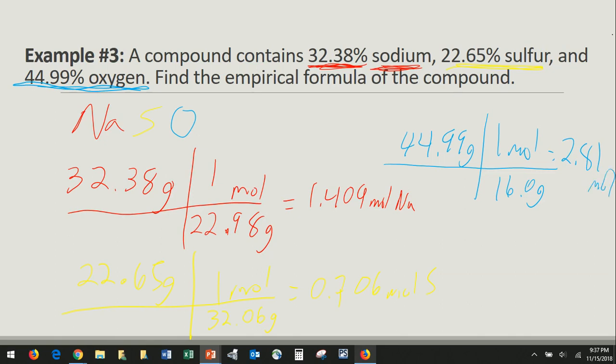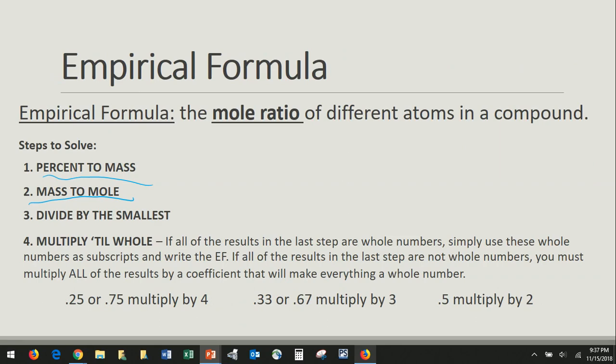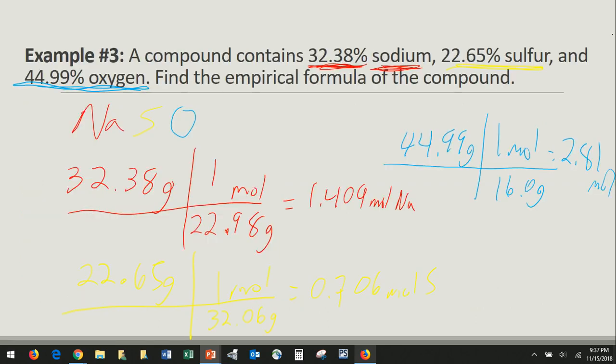All right. So then the next step is divide by the smallest number. So of these moles, 1.409, 0.706, and 2.81, the sulfur is the smallest. So we're going to divide everything by that.